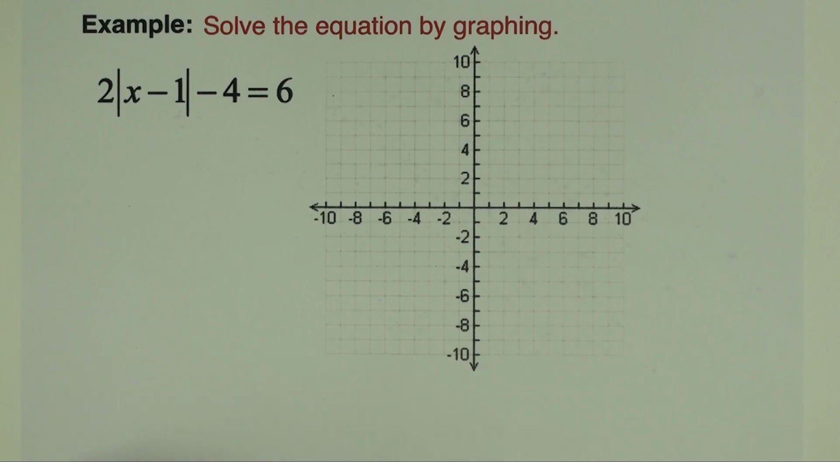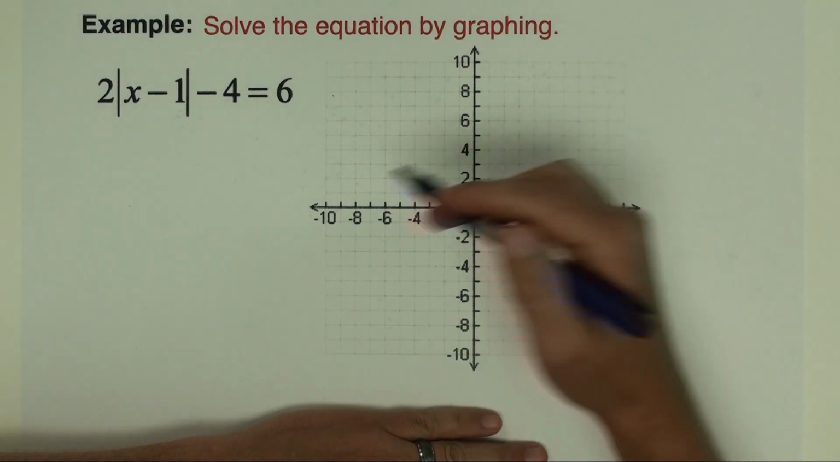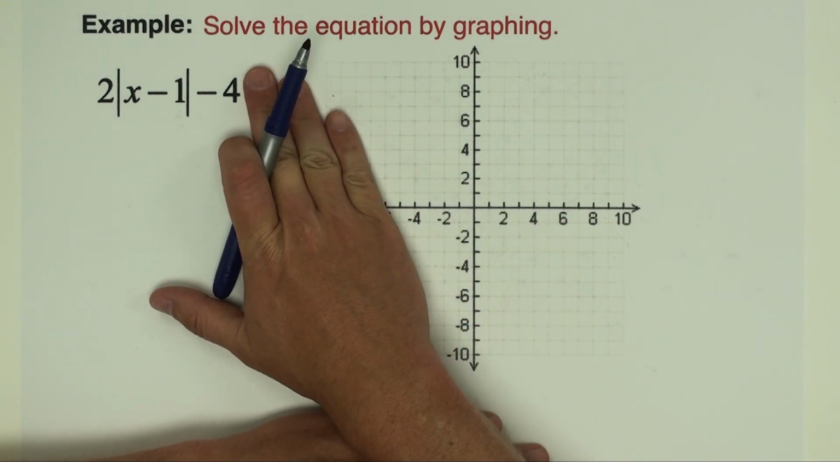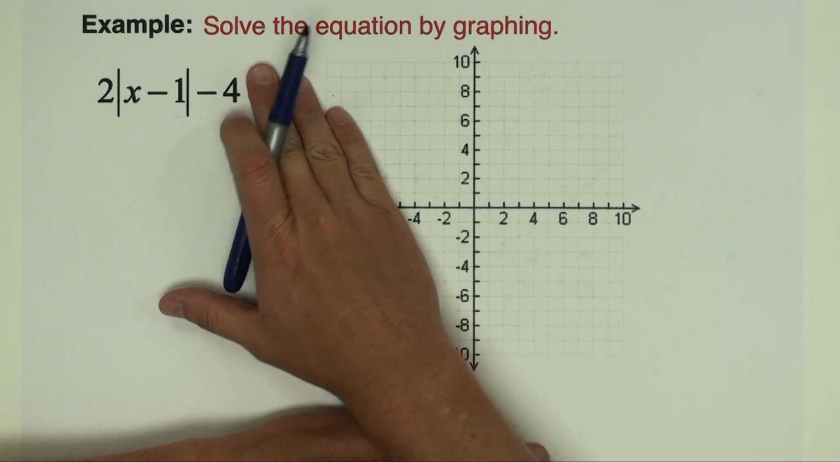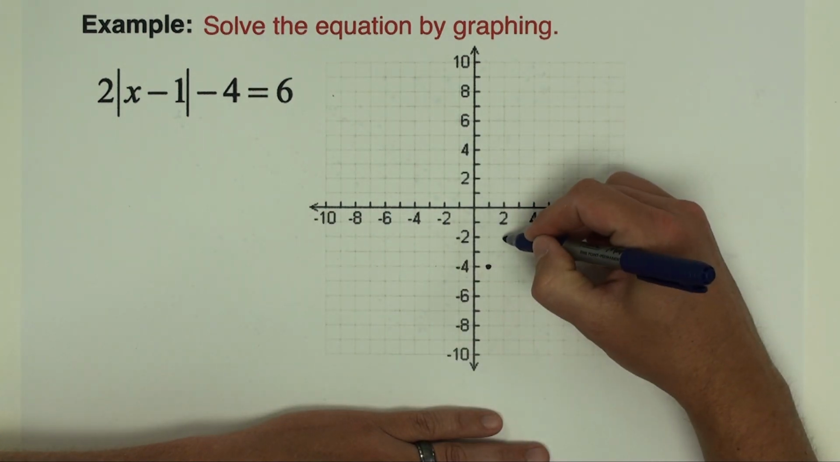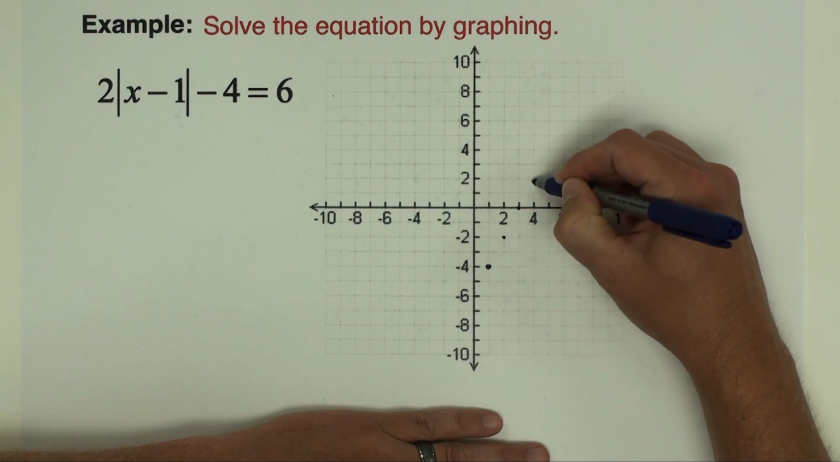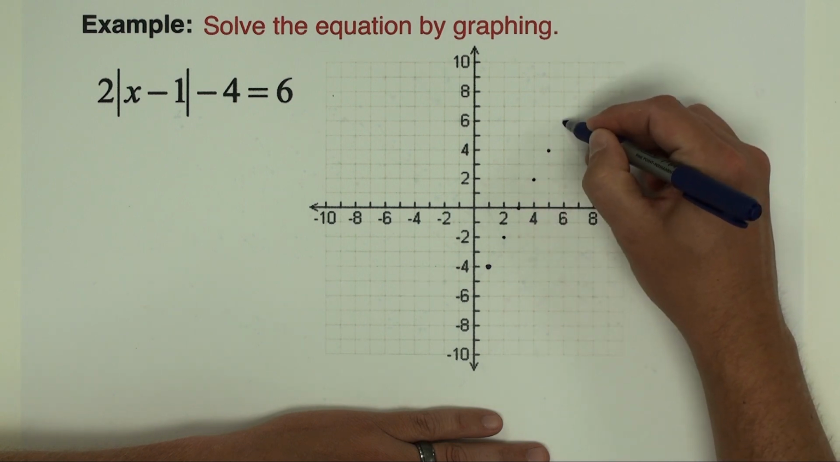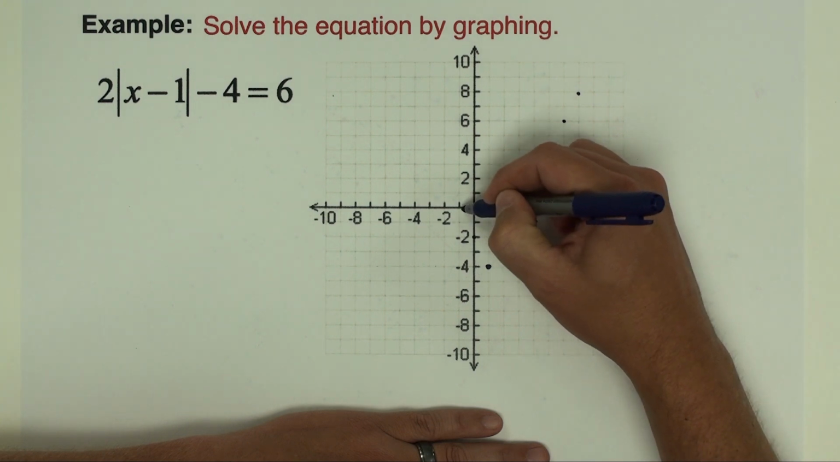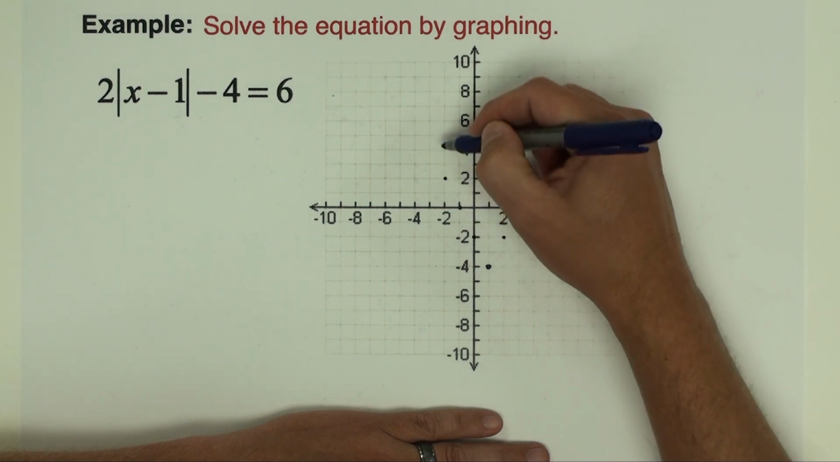Okay, we're solving this equation by graphing. So I'm going to begin by graphing the right-hand side of the equation. That V shape is going to go 1 to the right and 4 down. Start right here. Has a slope of 2. So we're going 2 over 1 out to the right. We're going to go 2 over negative 1 out to the left.